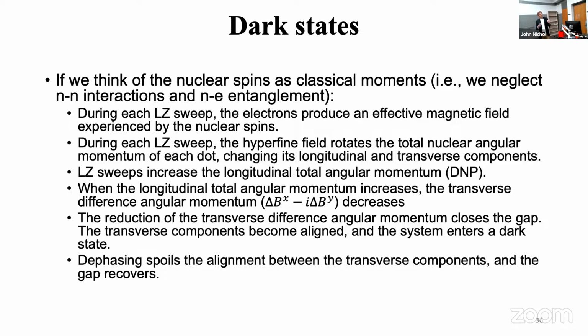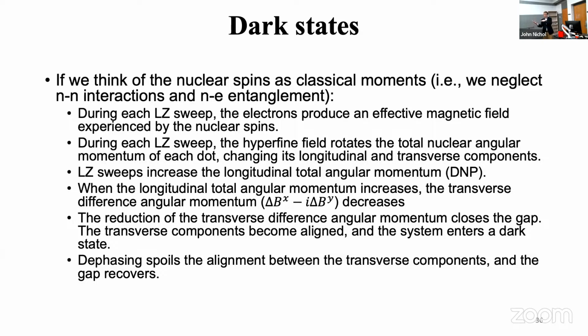So the way to imagine the formation of what I'll call dark states in the dynamic nuclear polarization is that during a Landau-Zener sweep, the electrons exert a magnetic field that the nuclei feel. It's an effective field, called the Knight field. What that Knight field does is go from essentially up to down during this Landau-Zener sweep. When it's in the plane, it will tend to rotate any transverse angular momentum of the nuclei out of the plane and into the z direction.